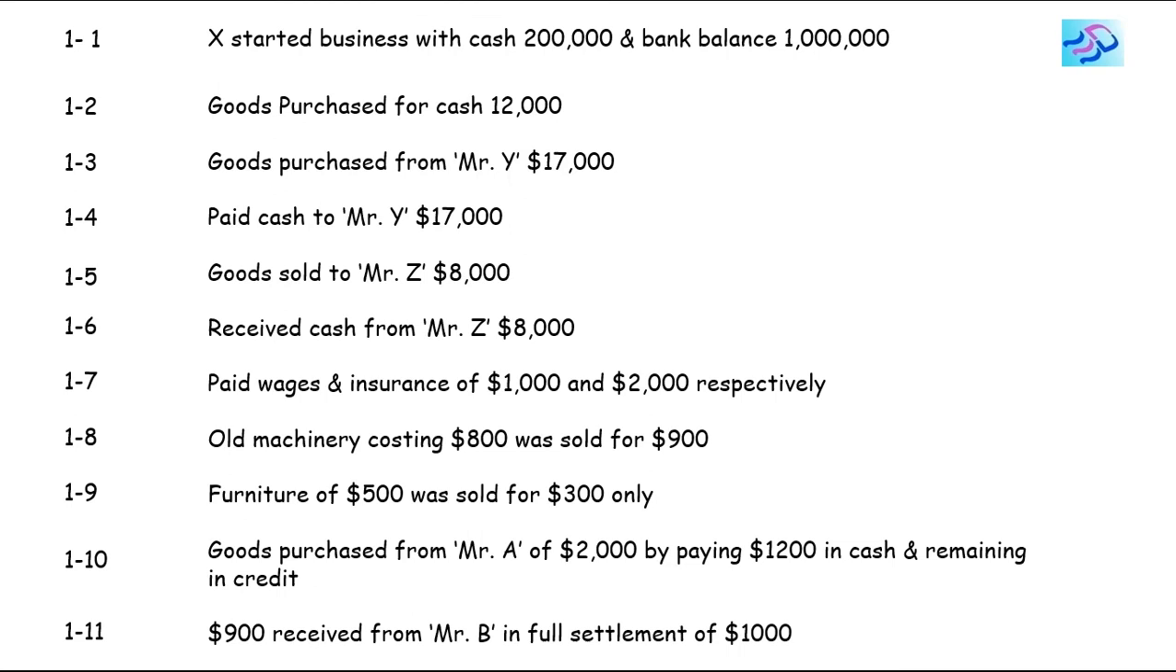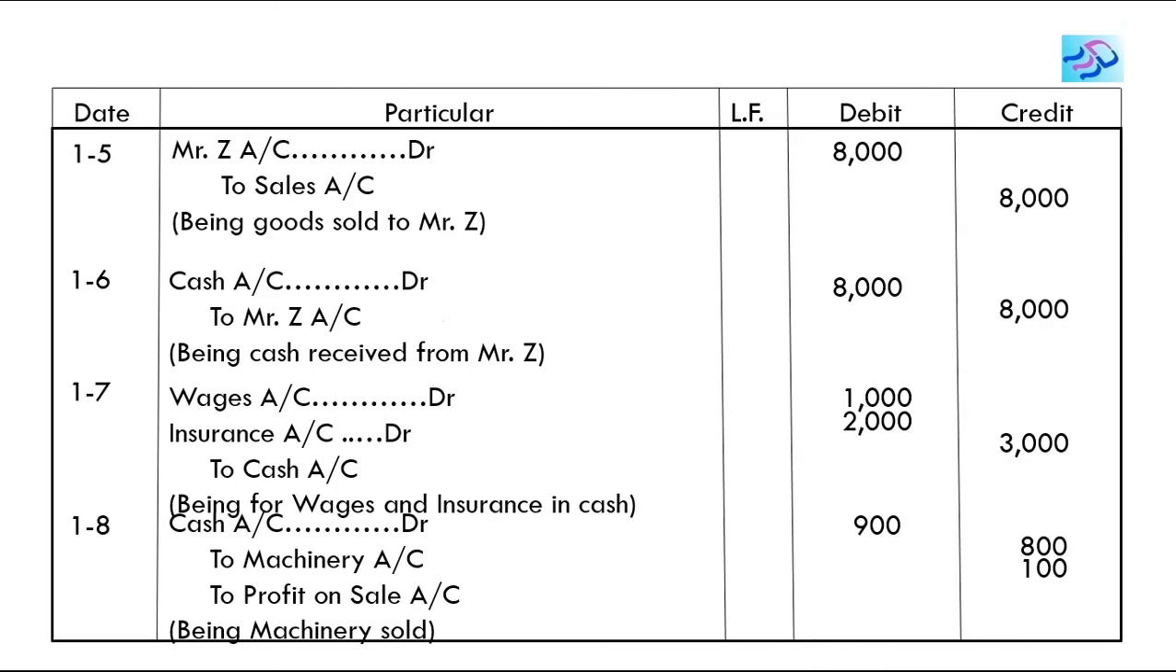So the next type of entry is old machinery costing 800 was sold for 900. The machine was of cost worth $800, but we are selling it for $900. This means that we are gaining a profit of $100. Nominal account principle says that all the profit and gains goes on credit side. So the journal entry will be cash account debit. We are receiving $900. The machine was worth only $800. The machine goes out, so to machine account $800 to profit on sell $100.